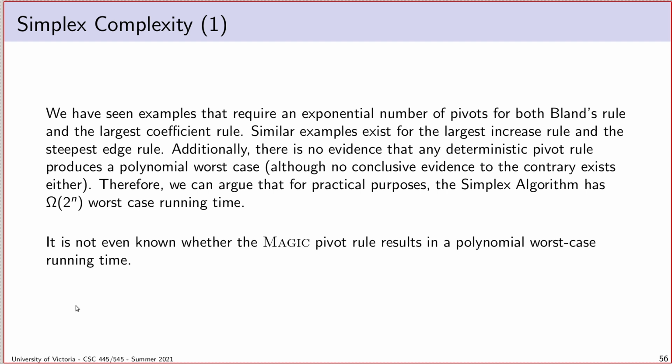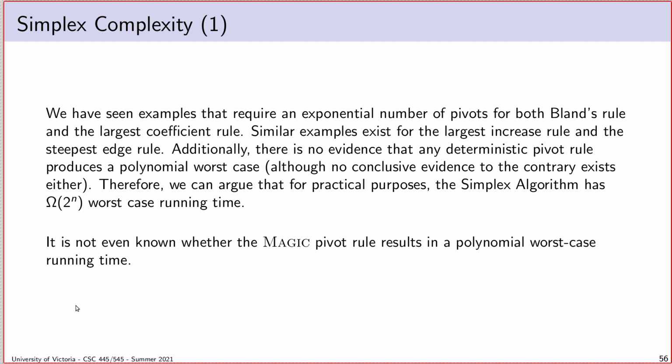So it turns out that although we've only seen the examples for Bland's rule and largest coefficient, we can construct Klee-Minty cubes or something similar to that for all of the other rules that we're likely to use. And that means that we could assume functionally that the simplex algorithm, as far as we know, until we invent a better pivot selection rule, does indeed have exponential worst-case performance.